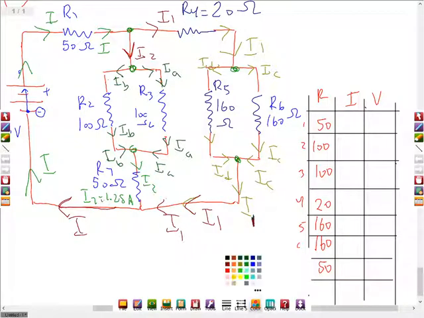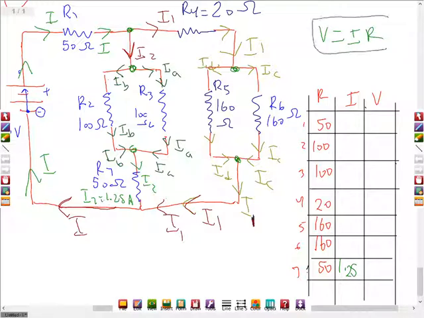He gives me the current of R7, which is 1.25. Now remember, V equals I times R from Ohm's law. When I find the I and I have the R, everything is simple.